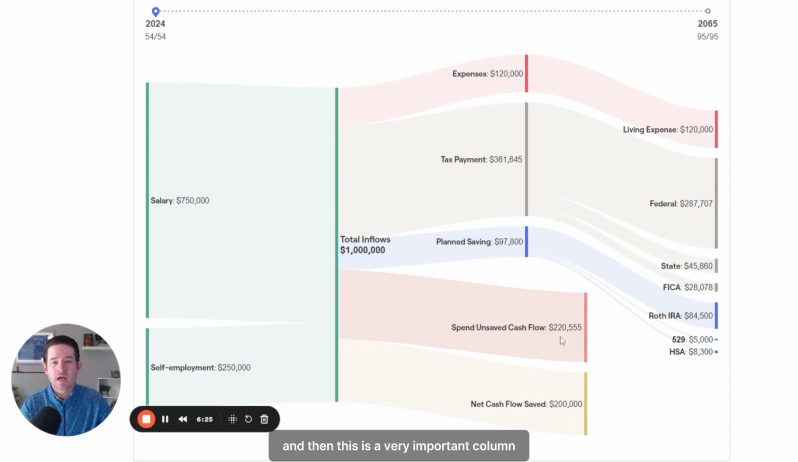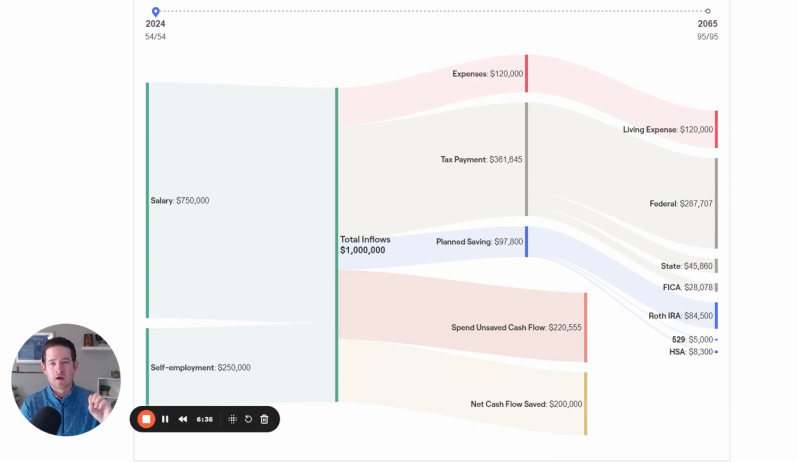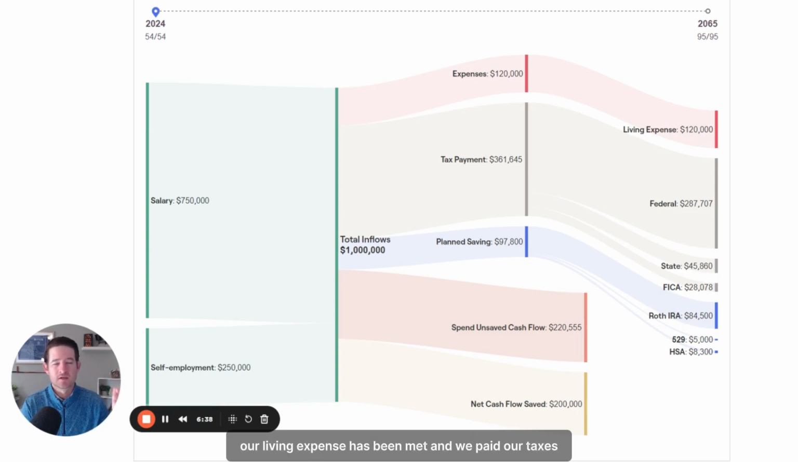And then this is a very important column that we often have to talk through at this stage in the discussion, which is after all of our goals have been met, our living expense has been met, and we paid our taxes, how much money do we think is actually going to be left over? And for this family, we believe there's going to be about $220,000 left over that we can either save additional money into our goals bucket, we can spend that money in our life, we can reinvest it into the business.